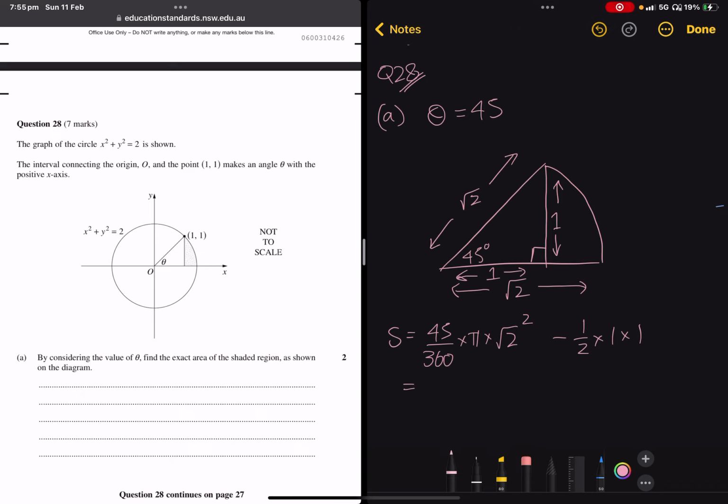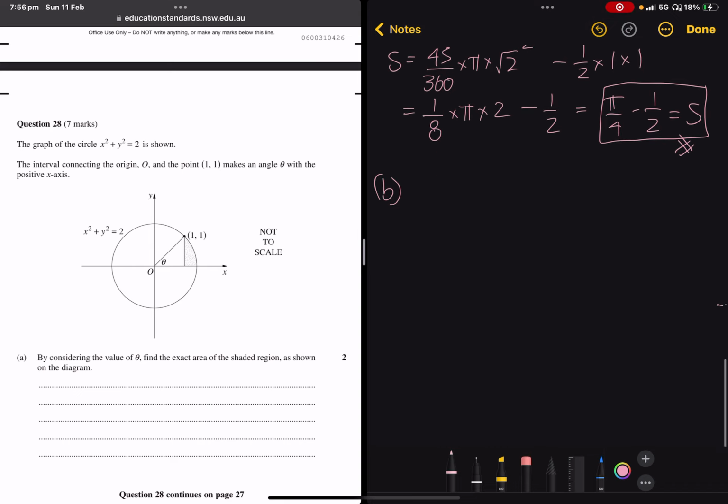So 45 on 360, this is 1/8. This is 1/8 times pi, root 2 squared is 2, minus 1/2 times 1 times 1, that's minus 1/2. 2 times an eighth is 1/4, so this is pi on 4 minus 1/2. Now this is in fact the exact area of the shaded region, and this is the answer. This is its exact form. This is what we're after.